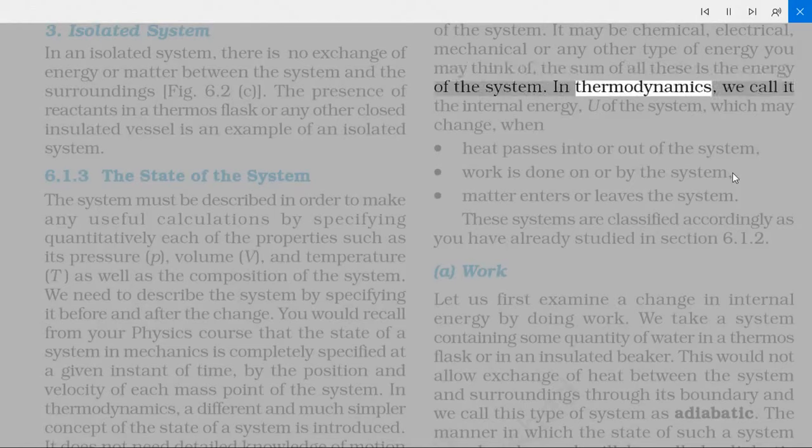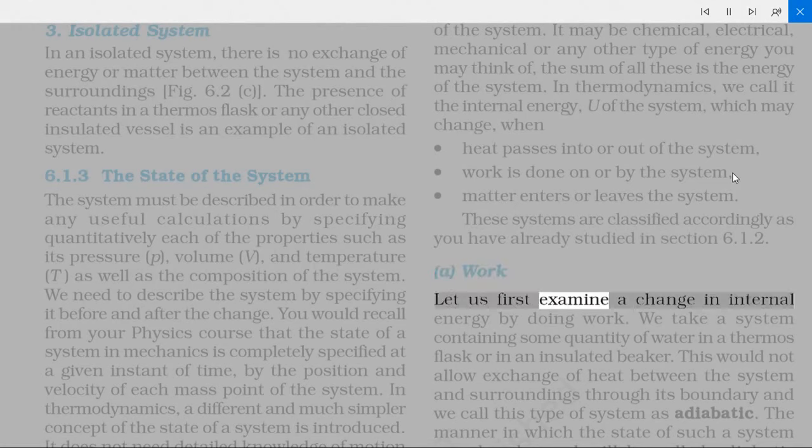In thermodynamics, we call it the internal energy, U, of the system, which may change when heat passes into or out of the system, work is done on or by the system, or matter enters or leaves the system. These systems are classified accordingly as you have already studied in Section 6.1.2.